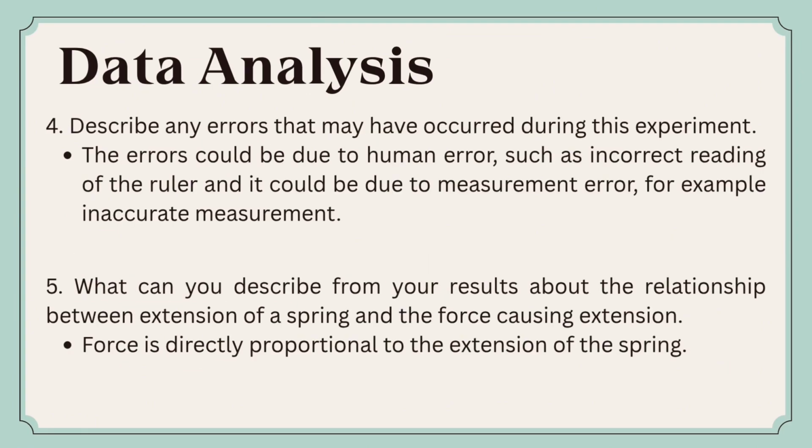Number 4. Describe any errors that may have occurred during this experiment. The errors could be due to human error, such as incorrect reading of the ruler, and it could be due to measurement error, for example, inaccurate measurement. Number 5. What can you describe from your result about the relationship between extension of a spring and the force causing extension? Force is directly proportional to the extension of the spring.